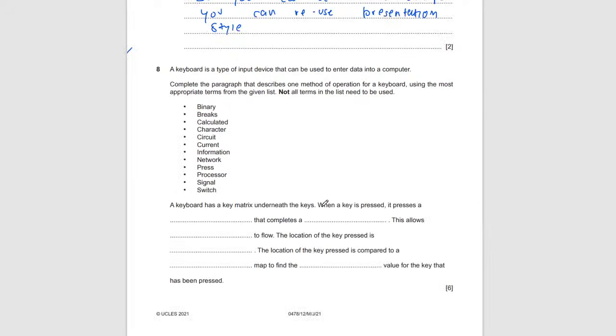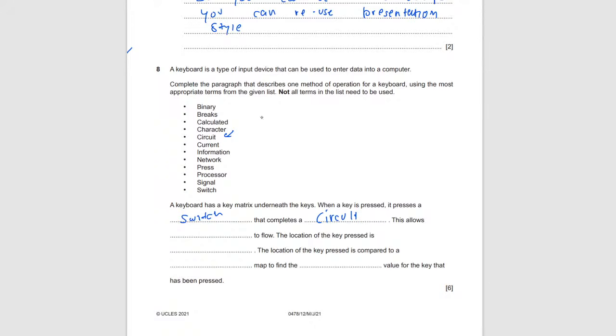Okay, a keyboard is a type of input device that can be used to enter data into a computer. It says complete the paragraph that describes one method of operation for a keyboard using the most appropriate term. So let's see, a keyboard has a key matrix under the keys. When a key is pressed, it presses a switch, right? If you know about keyboards, you would know it's a switch even without doing computer science. That completes a circuit. I was about to say series, but I don't think there is series, so circuit is the one because I see it right here. Circuit.